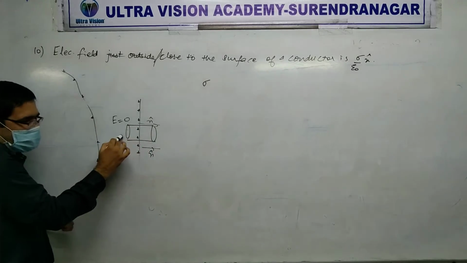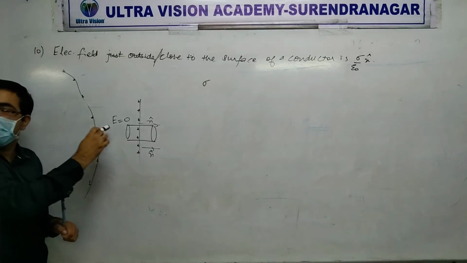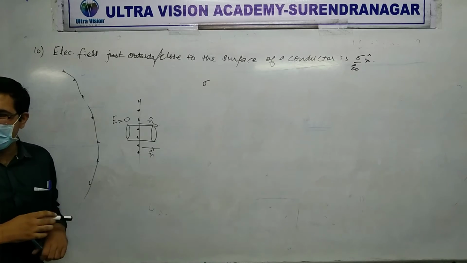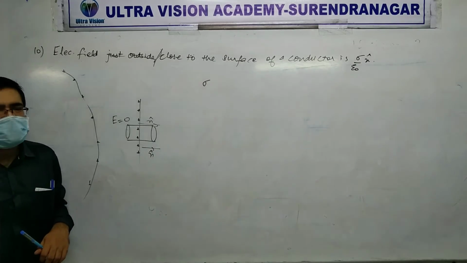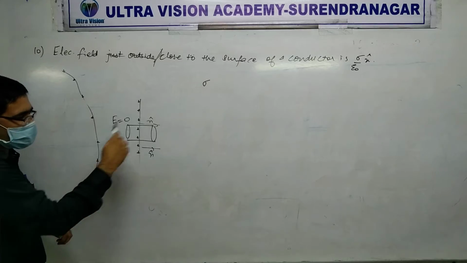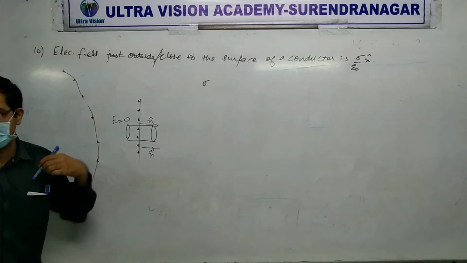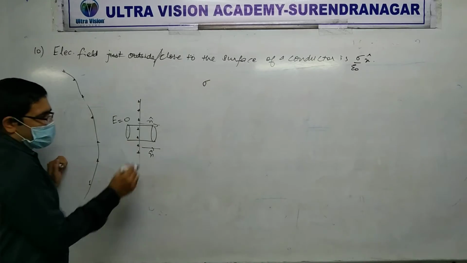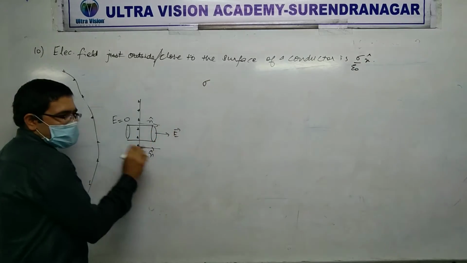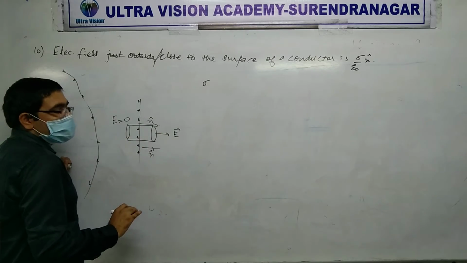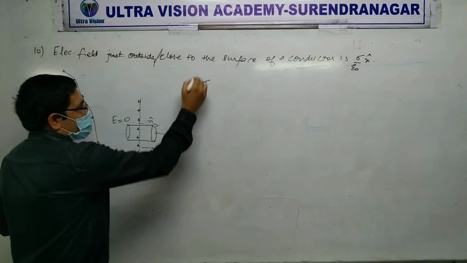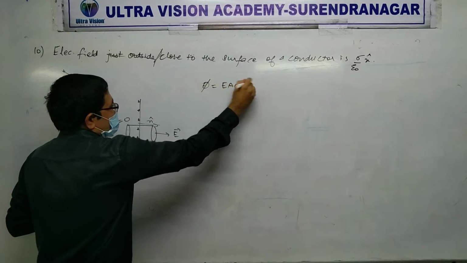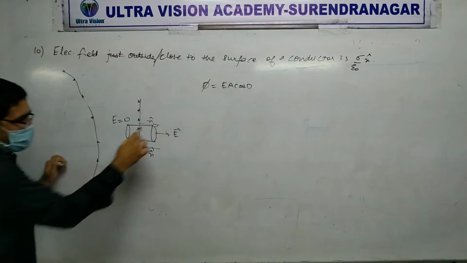Flux for the left side flat surface is 0. Why is the flux 0 for the left side flat surface? There is no electric field over there. Now the flux for the right side flat surface. Here, the electric field is in this direction. The area vector will also be in the same direction. So the flux will be phi, which will be equal to E into A into cos 0. And this is again infinitesimal.